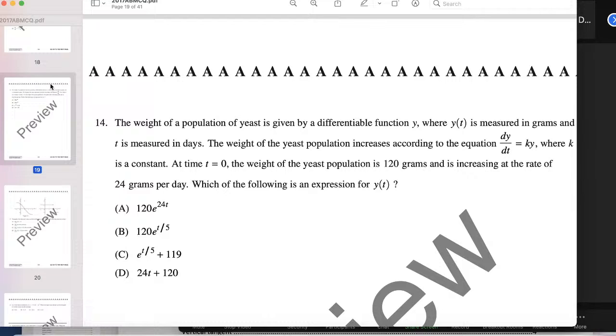Okay, so dy/dt, they said the rate is 24, so I put that 24 is equal to 120k, because y is 120. 24 is equal to what? 120k. Like dy/dt is equal to k times y. So then k would be, oh, equals 24 over 120. Yeah, I misread this question.